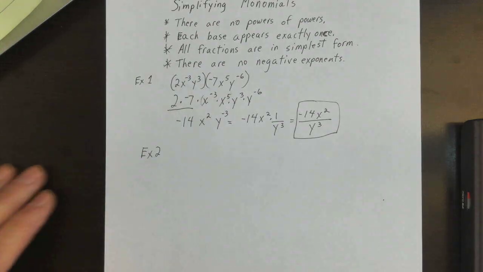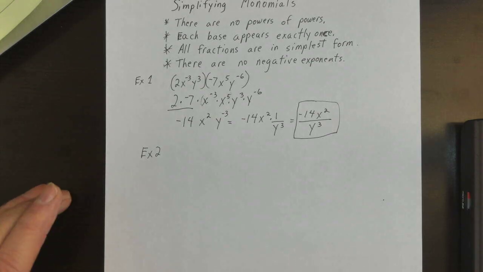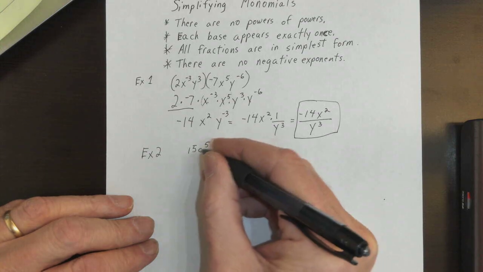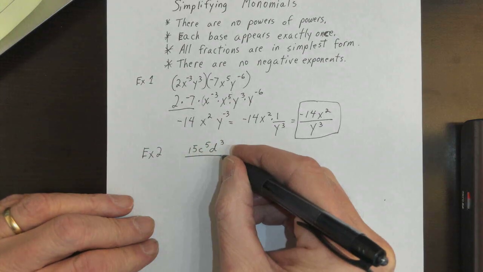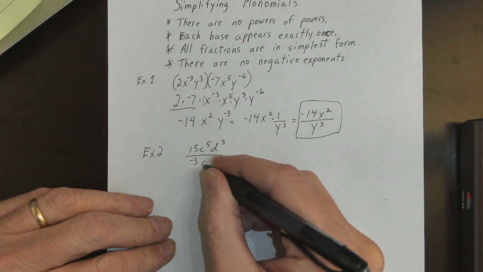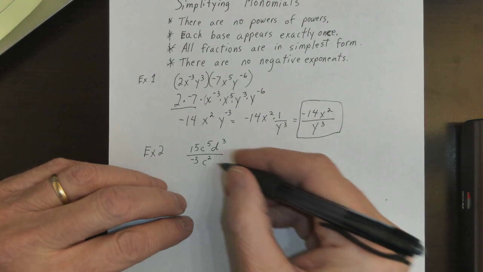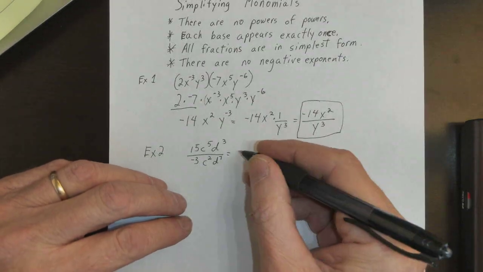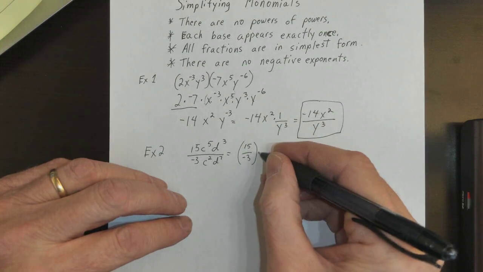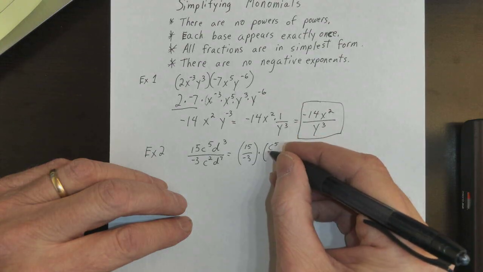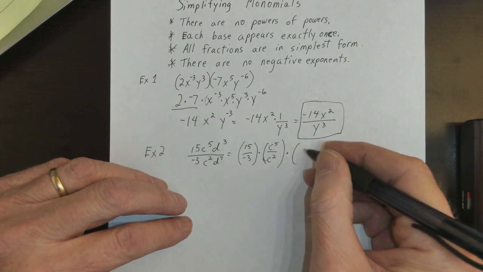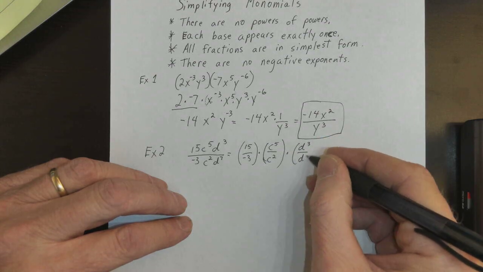Example 2. Got 15c to the fifth d to the third over negative 3 c squared d to the 7th. Now when I do this, I like to kind of 15 over negative 3 times, you can split it up since it's all factored out like this, c to the fifth over c to the second times d to the third over d to the 7th.